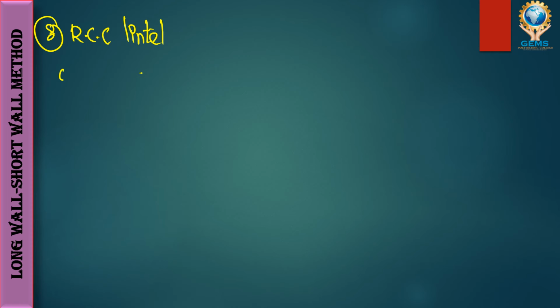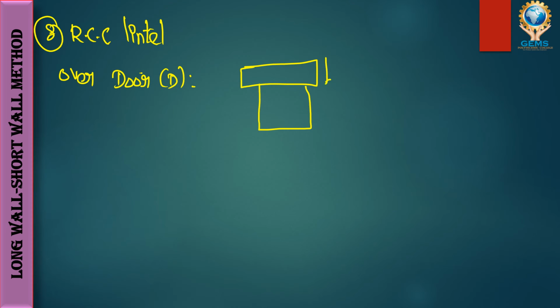First we are going to find the lintel over the door. So how will the diagram be? It will be like this. This is the lintel and this is the door. The lintel dimension will be 0.15, then the door dimension will be 0.9. So this is the RCC lintel over the door.